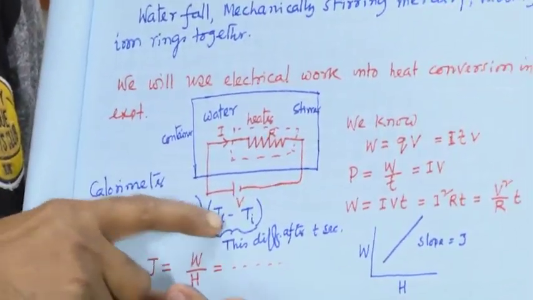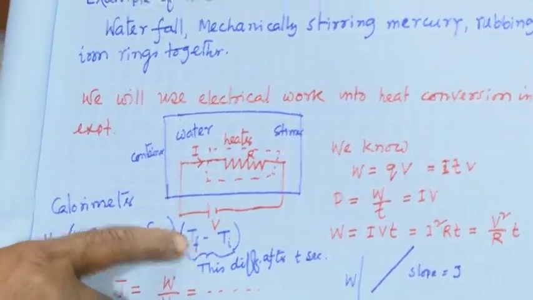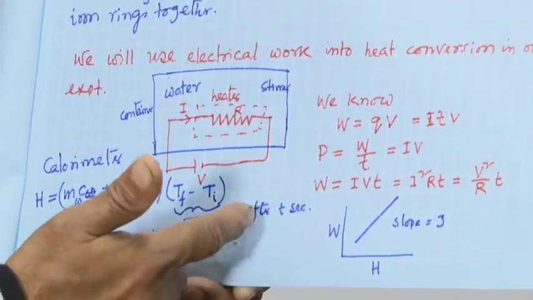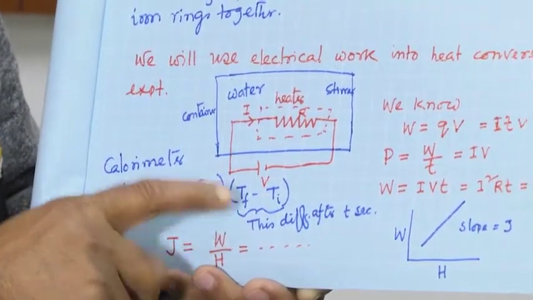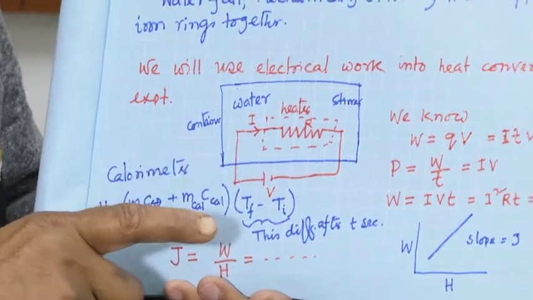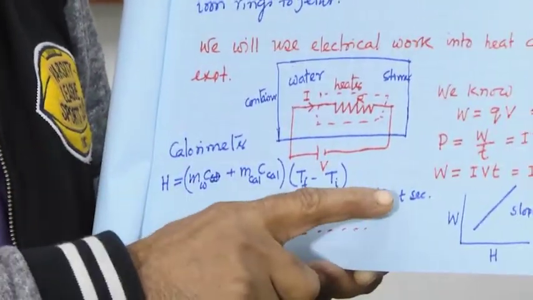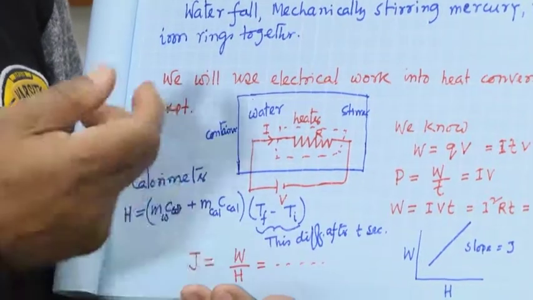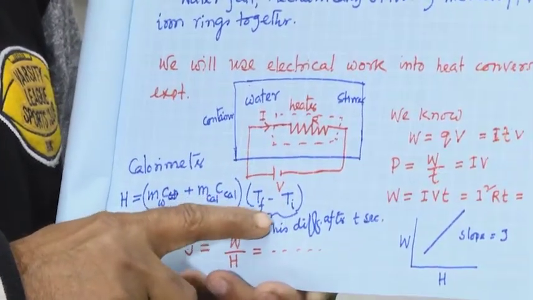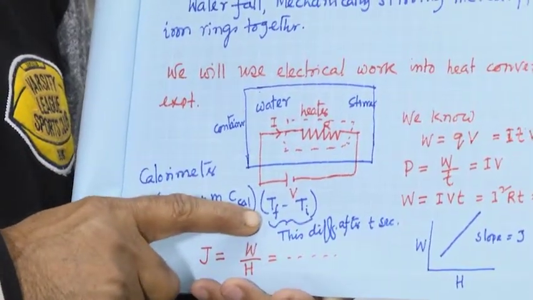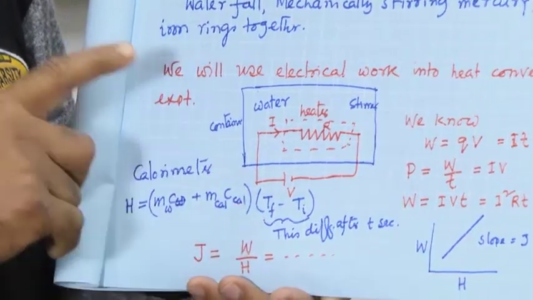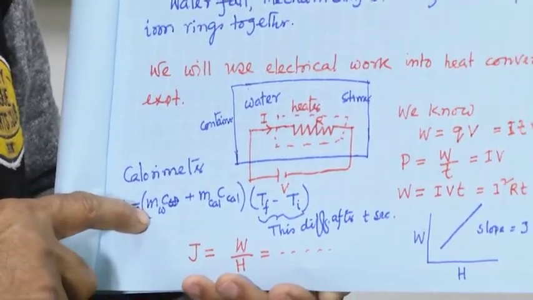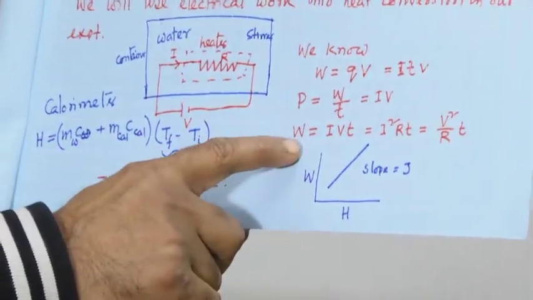That's the heat H, and this temperature difference is because of the time T seconds. So what we are doing? We'll pass current I under the potential difference V for time T. Before starting, what was the temperature of the calorimeter or water in the calorimeter? That is Ti, and after time T, that temperature is Tf, the final temperature, okay? And I have to take the mass of the calorimeter and the mass of water, okay? Then I will get H and I will get W, okay?